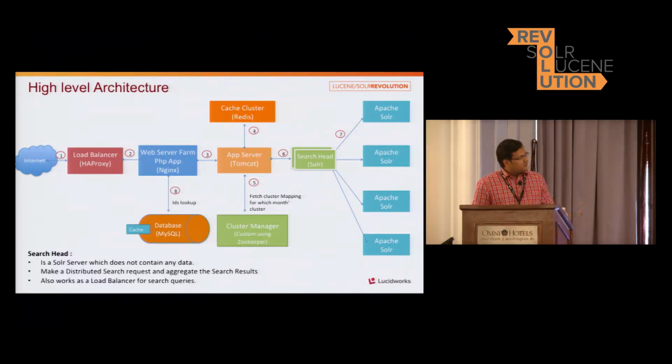Before going to the search head, it hits the cluster manager, which determines the Solr server mapping, that is, which servers I need to hit. Then these requests are forwarded to the search head, which makes a distributed search to all the Solr servers that are needed, aggregates the data and returns it. Once we have data from Solr, it goes to the PHP app again, and then we do a lookup on the database. That is primarily an ID-based lookup, so it is quite fast. We also maintain a huge amount of cache in MySQL, and we also have external caching for that.